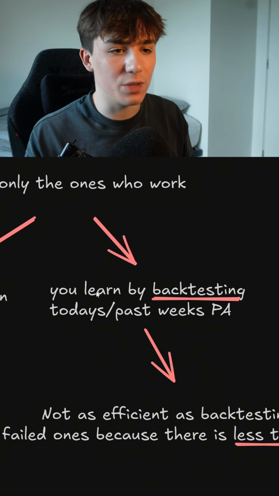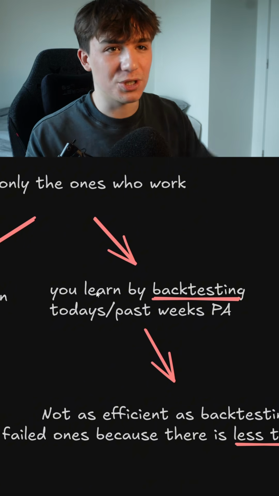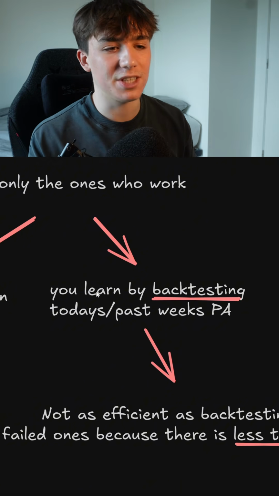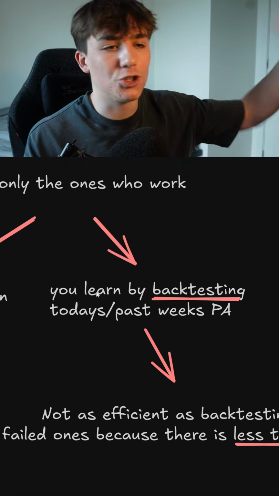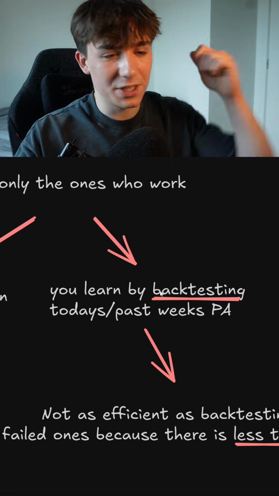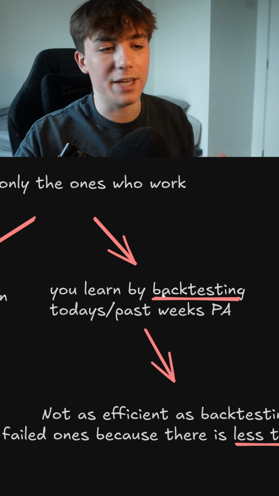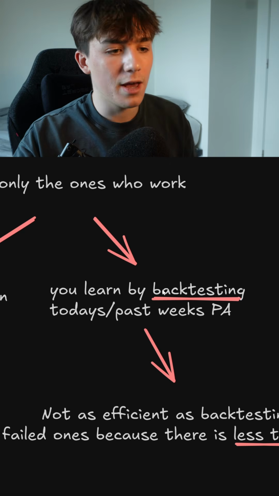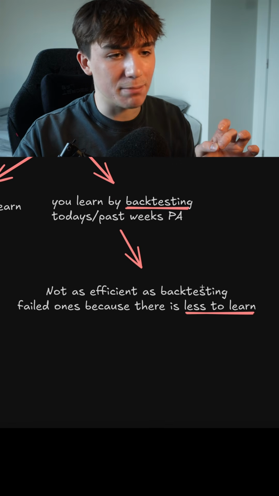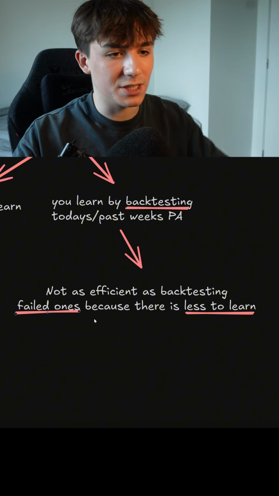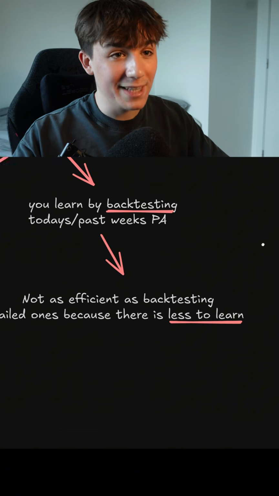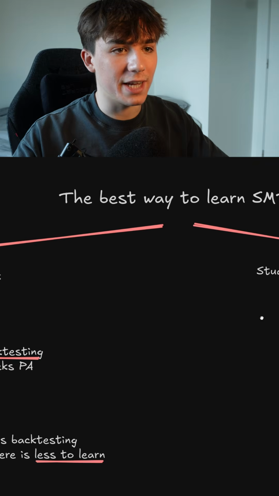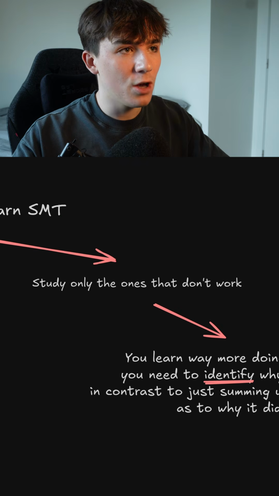Backtesting for me is really just going back to the day or the past week, because there are so many factors that come into play every single day, and you just can't replay a chart of 2022, in my opinion. So this is amazing, and what you should do every single day to journal and look back on the week, but it's not as efficient as backtesting failed ones because there is less to learn. So the best way, in my opinion, to learn SMT is to study only the ones that don't work.